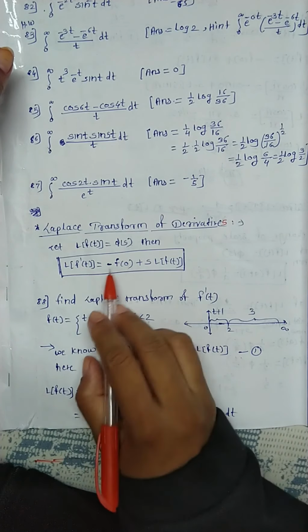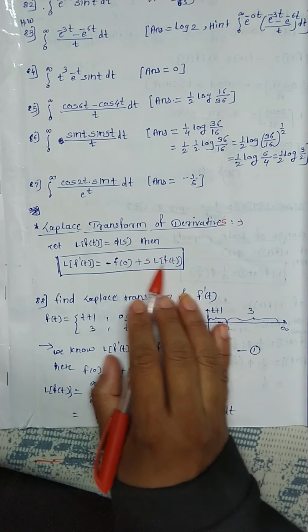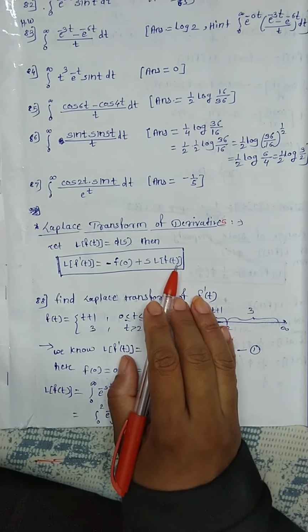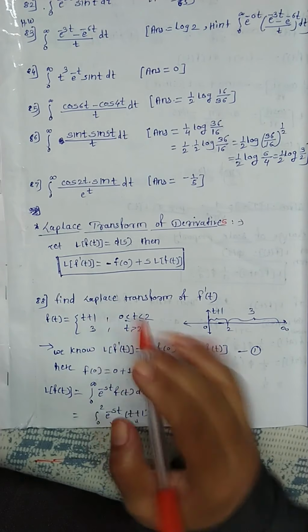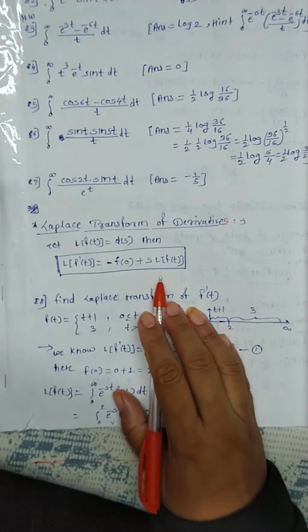First, f of 0. The function is already given in the example. We have to find out f of 0 by putting t is equal to 0 in the function. That is very easy. And Laplace transform of this function can be calculated by any earlier method we have just seen up to this integration. This is a very simple formula.